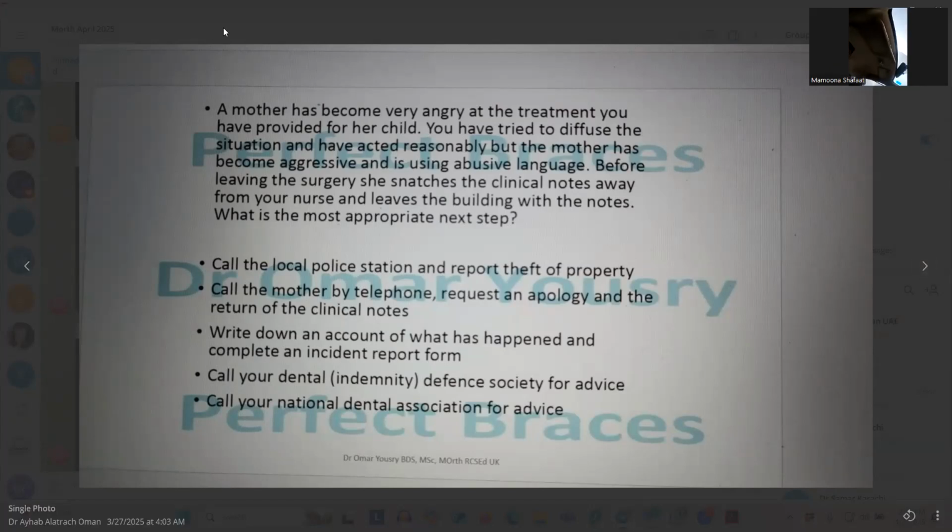Option D, doctor, right? No, it's option A. Call the police. They will give you a number. Then you have to report to the independent body, the Defense Society, for advice. Because they will give you a number. Otherwise, they will do nothing.